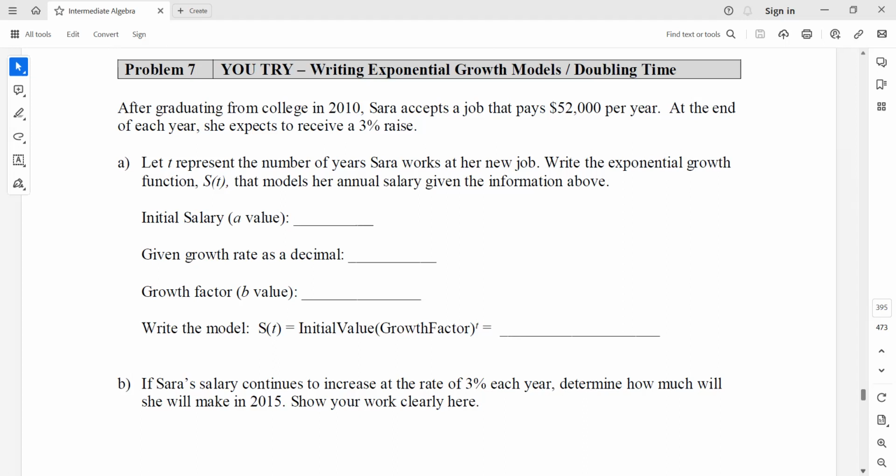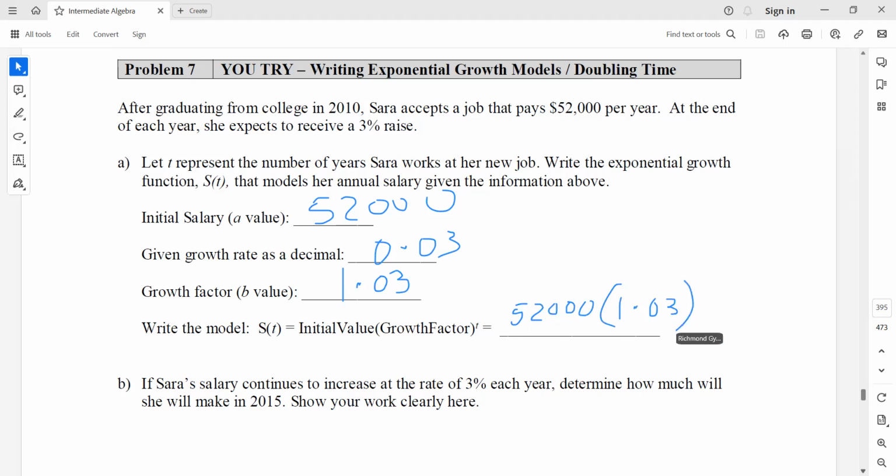So first of all, what is the initial salary? It's 52,000. Now, what is the growth rate here? As a decimal, it's 3%, which is 0.03. What is the growth factor? Because there is a growth rate, you know you are adding, right? It should be more than 1. Now write the model. So we have 52,000, that's our A. We have 1.03. And then, of course, you could start with S of T, but you don't have to because it's already set up here.